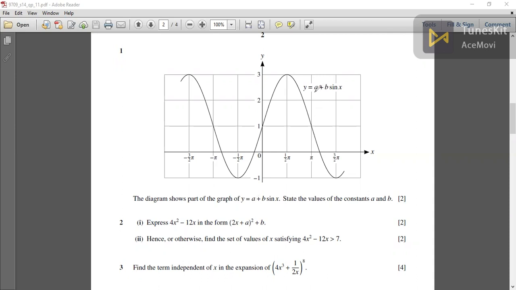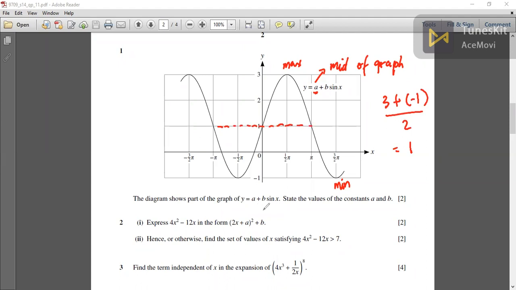The A, as we usually call it, is the midline, the middle of the graph. To find A, we only have to use the maximum and the minimum here. The maximum is 3, and we add the minimum, minus 1, divided by 2. So we get 1 here. So A will be 1.